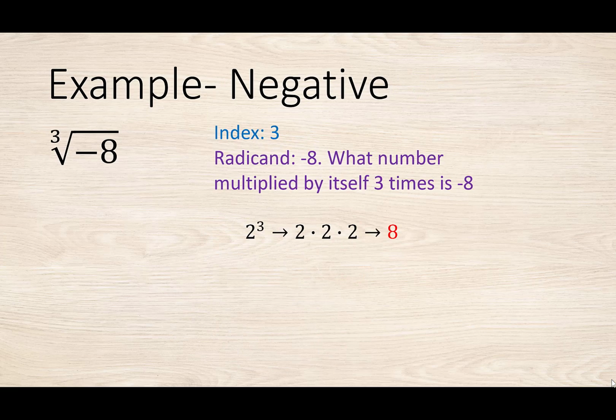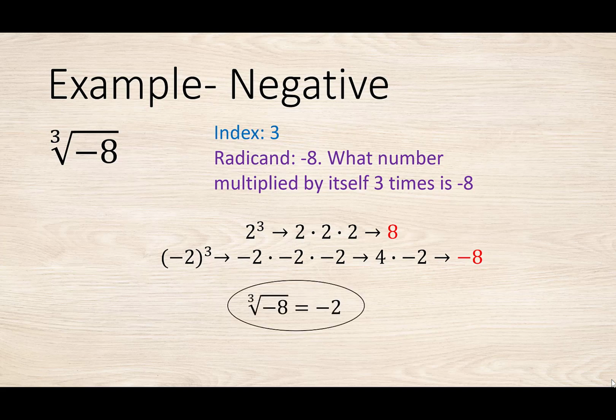Let's try it out. So this time we have the cubed root of negative 8, and our index is still 3. It's a cubed root. Our radicand is negative 8. So what number multiplied by itself 3 times gives me negative 8? Well, from that previous example, we know that 2 cubed is positive 8. So what about negative 2 cubed? Negative 2 times negative 2 times negative 2 ends up giving me negative 8, which was the radicand we were looking for. So the cubed root of negative 8 is negative 2.